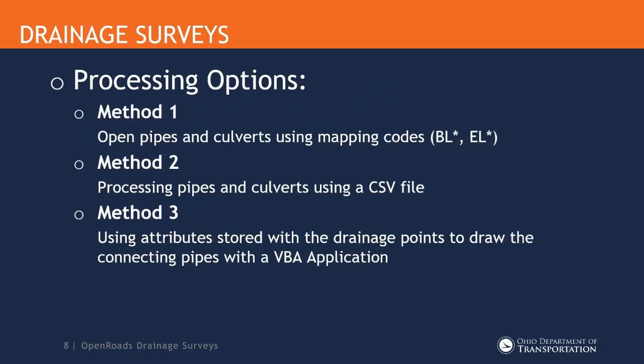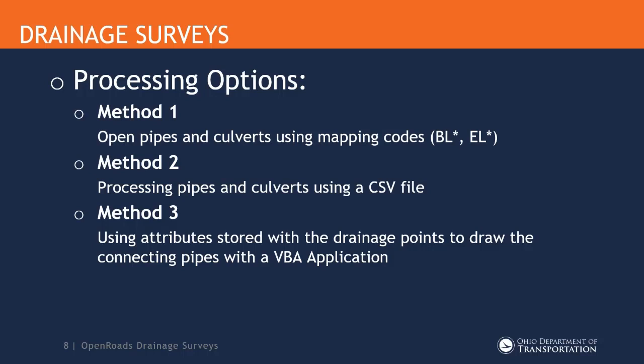So I was a little worried that we're going to have too many options and it's going to be confusing. So it really boils down to 3 different options. So the first option is, hey, I've got some open pipes and culverts and I'm going to use mapping codes, begin line, end line. So that first process, I'm taking a shot on each end of the open pipe or the culvert, and I'm going to use that begin line, end line code to draw that linear feature. So that's the first method that you could use in the field for coding and collecting this information.